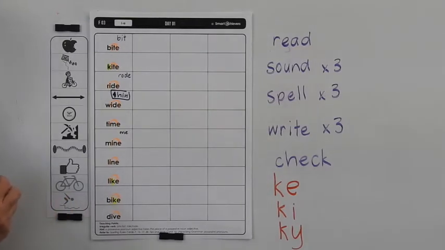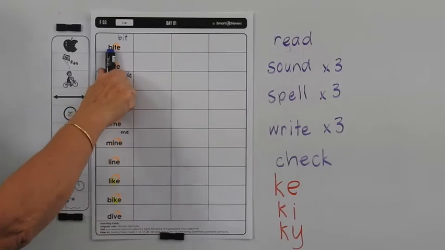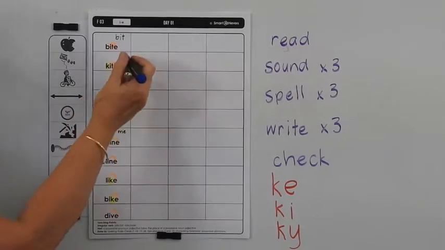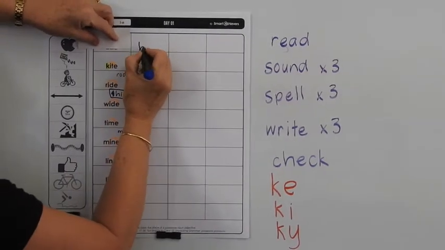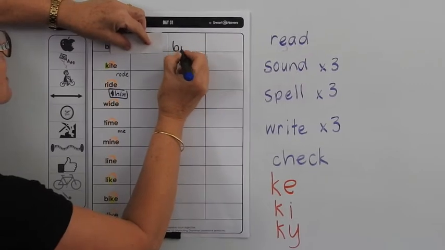Okay, let's read the words, sound the words, spell the words and write them 3 times. So we go B-I-T, B-I-T, B-I-T. B-I-T-E, B-I-T-E, B-I-T-E. Cover it and then write it. We'll do that 3 times.